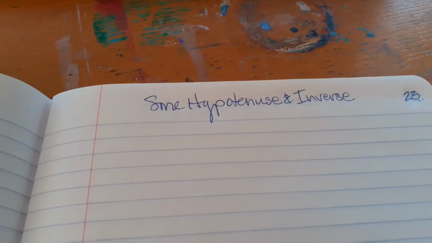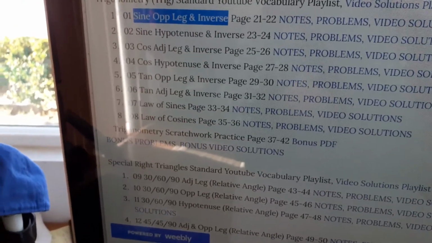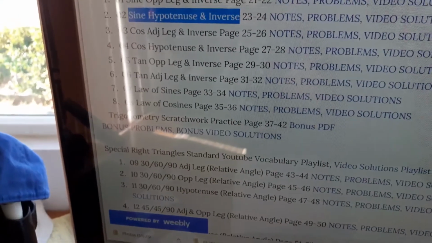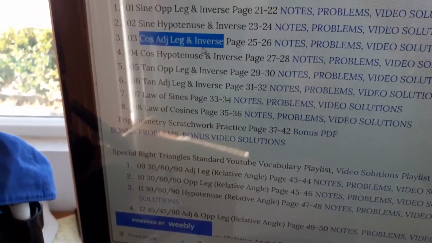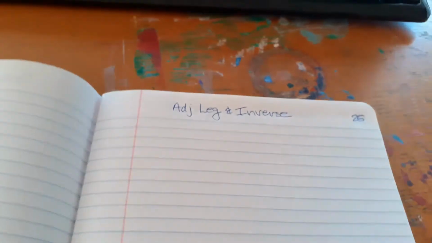Here's the next one, sine opposite leg. Go ahead, there you go. This one's sine, hypotenuse, and inverse, page 23. So notice the next one in the list on the table of contents. Here it is, sine, hypotenuse, and inverse, right there, page 23. We're going to go to the next page on the table of contents. Cosine, adjacent, and inverse is page 25. So when we turn to page 25, we should have the title already written onto that page. I know it's a little complicated. It's called pre-titling the pages.